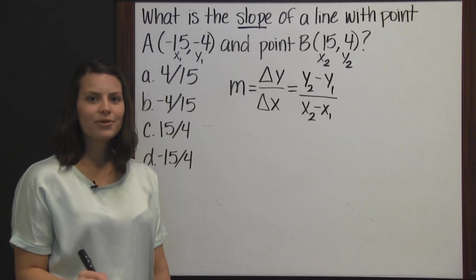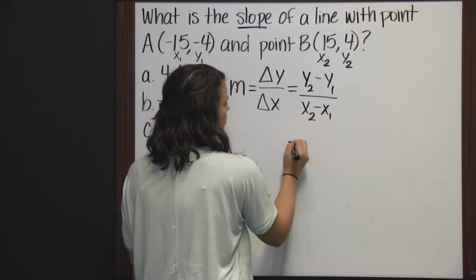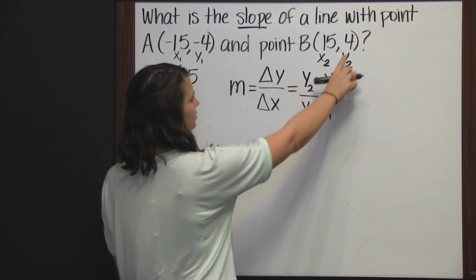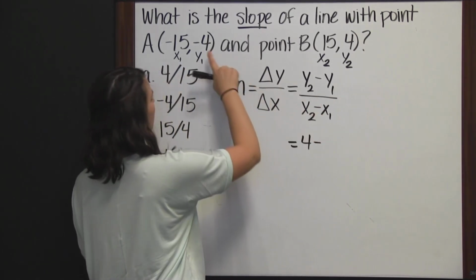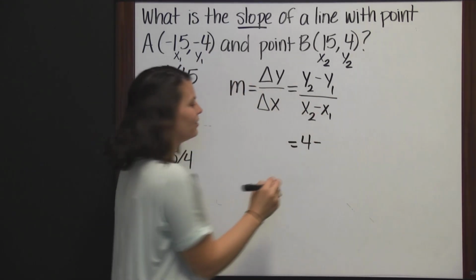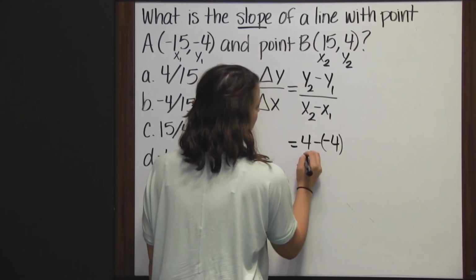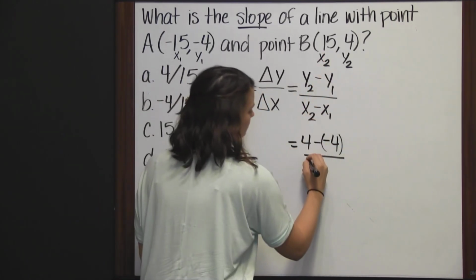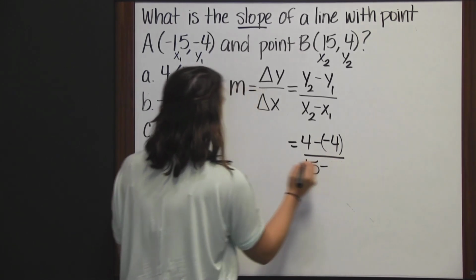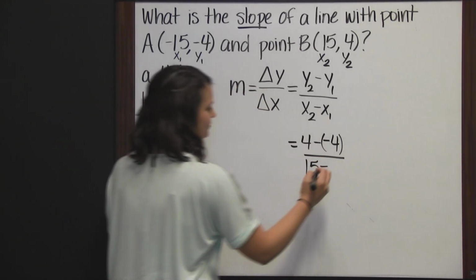So now we have the coordinates to substitute into our slope formula. So we'll start with y2, which is 4, minus y1, which is -4, divided by x2, which was 15, minus x1, which is -15.